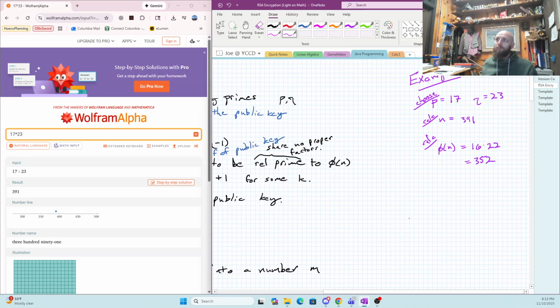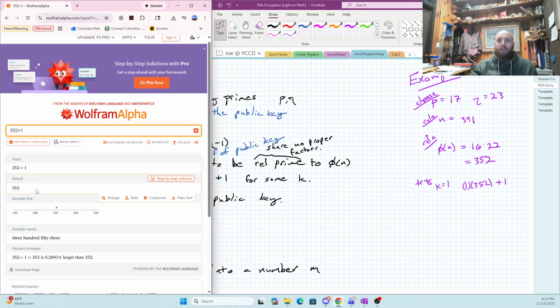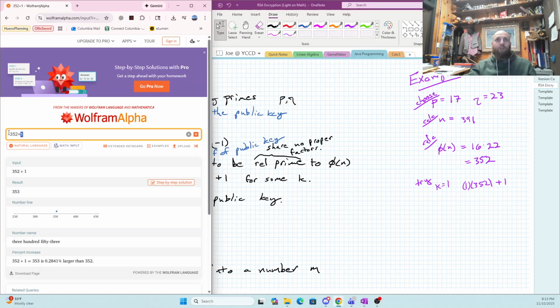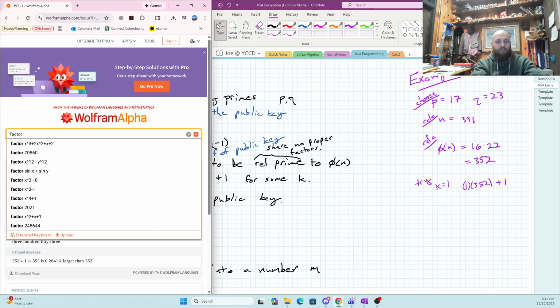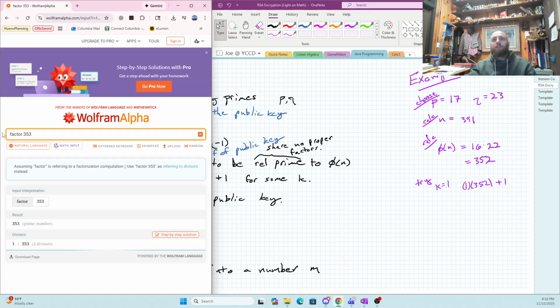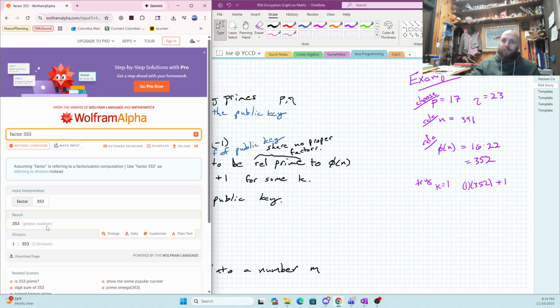So here's what I'm going to do. I'm going to try k equals 1. So that would have 1 times 352 plus 1 needs to be D times E. So if I go over here and figure out 352 plus 1 is 353, and I want to know what the factors are, I'm just going to ask Wolfram to factor 353. And it's telling me 353 is prime. So the only numbers I could pick for D and E are 353 and 1, which isn't going to work.